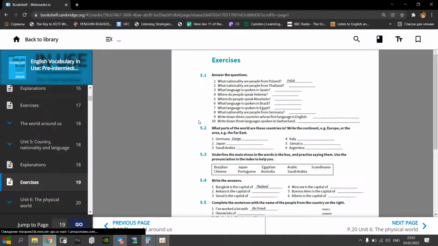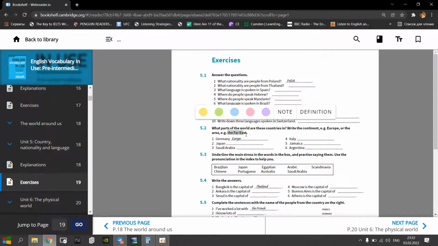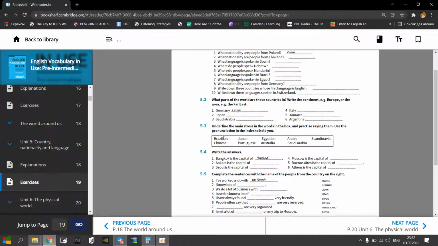Okay, now let's focus on the exercise. I'm just going to give quick instructions and you can do it first. Just answer the questions depending on yourself, like what nationality are people from Poland? We just learned it from the table. If you forget it, you can take a look at the table, but try to answer without looking at it. Next, 5.2, what parts of the world are these countries in? You need to write the continent or just the name of that area. For example, if you remember, Jamaica was in the Caribbean, right? And here, underline the main stress in these words in the box below and practice saying them correctly.